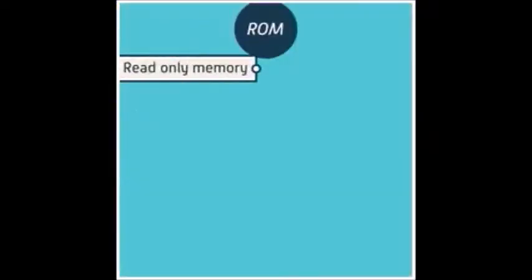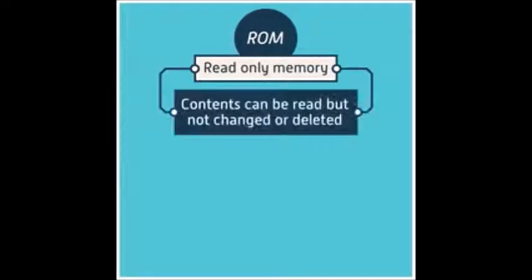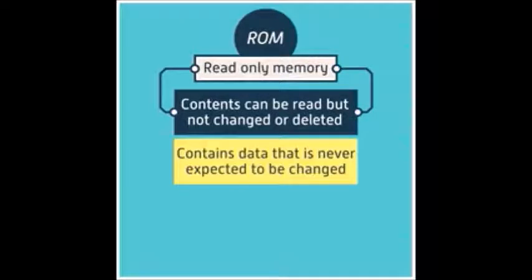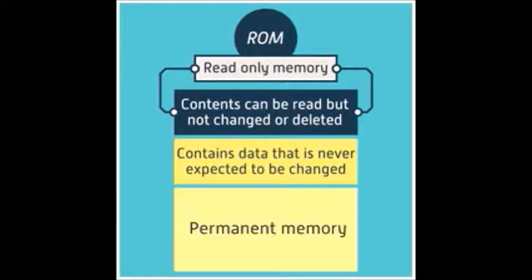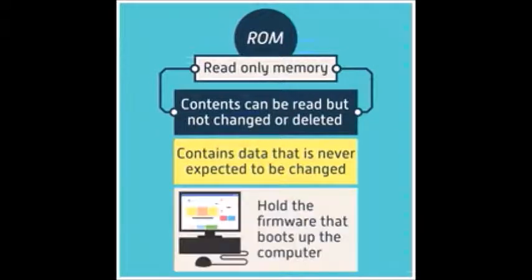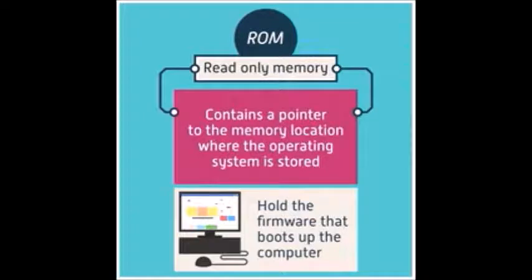ROM stands for read-only memory, which is a type of memory whose contents can be read but not changed or deleted. Accordingly, ROM usually contains data that is never expected to be changed. It is permanent memory. The main function of ROM is to hold the firmware that boots up the computer. It contains a pointer to the memory location where the operating system is stored.